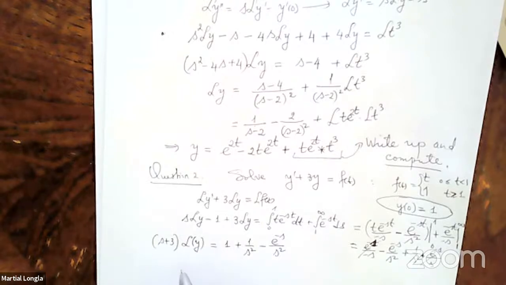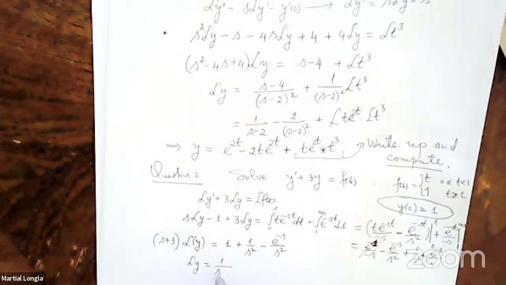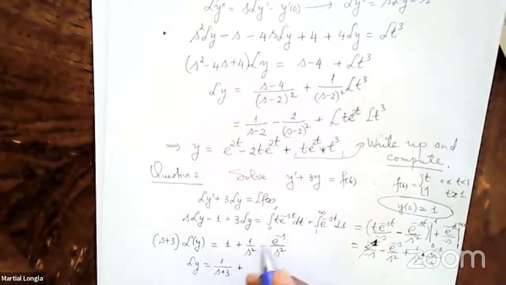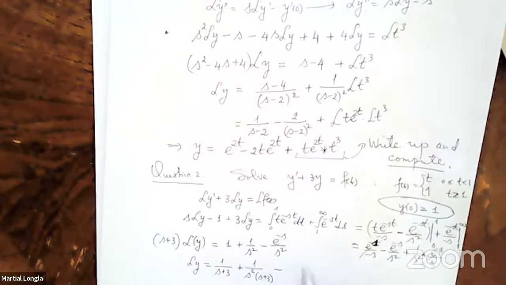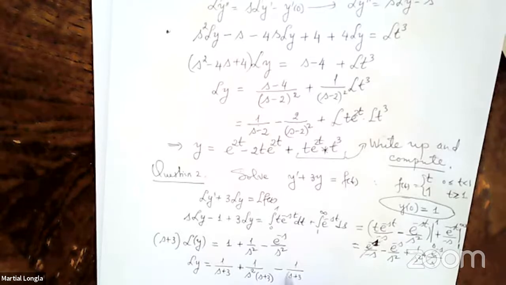And now you can divide. You get Laplace transform of y equals 1 over s plus 3 plus 1 over s squared times s plus 3 minus 1 over s plus 3 s squared e to negative s. And notice that this thing here is exactly the same that you have here. The only difference is that you're multiplying by e to negative s.